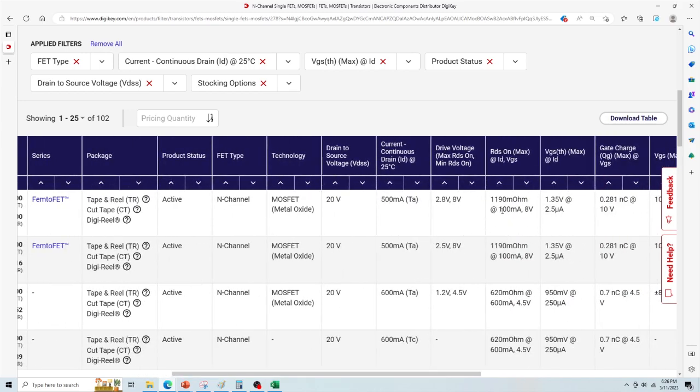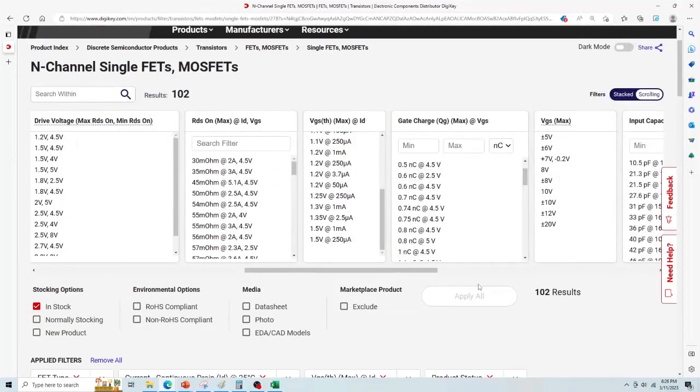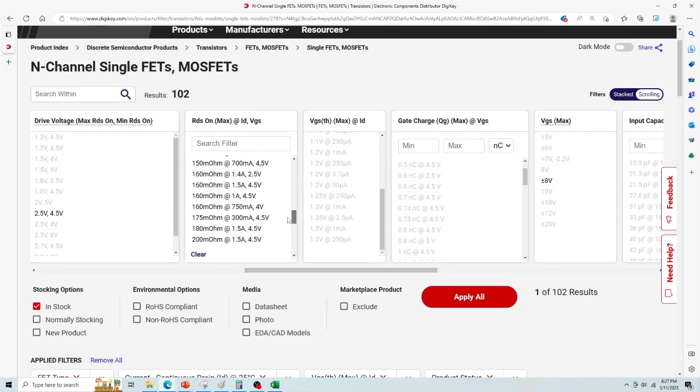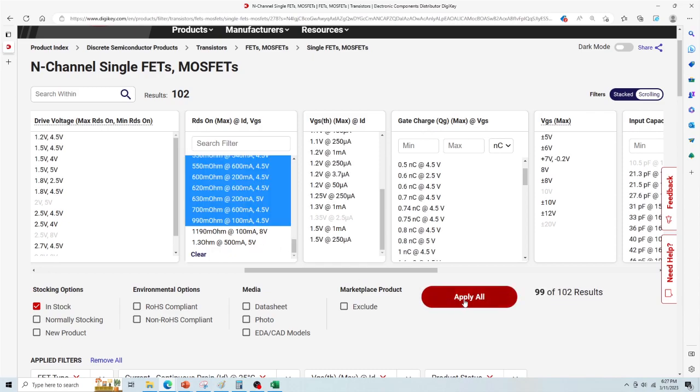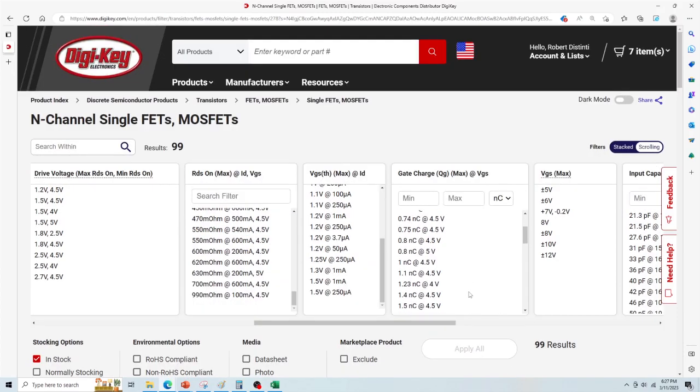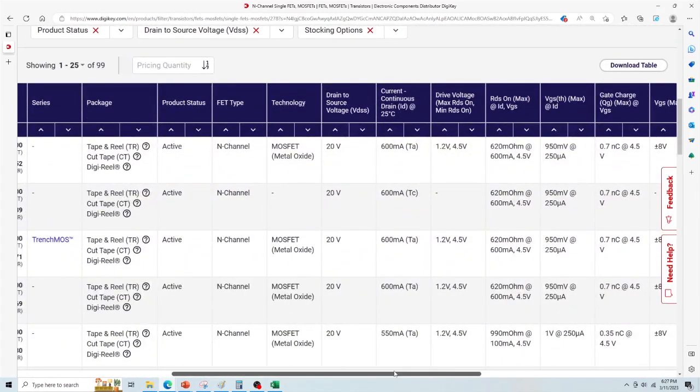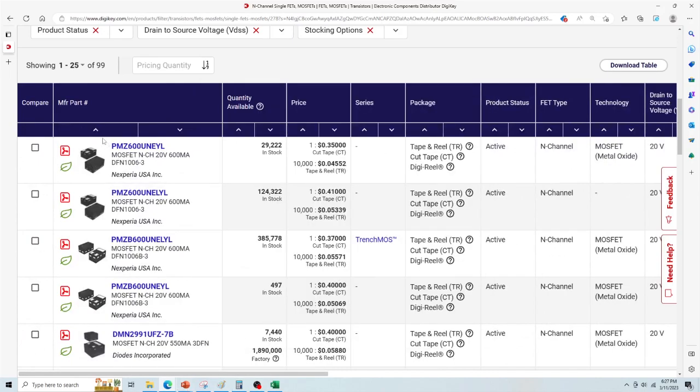Oh, yeah, we want to try to keep the input resistance, RDS on, below an ohm. So we're going to pick 30 milliohms, which is the first, all the way up to, I'm going to hold down shift. Okay, so we want to keep it below an ohm. Okay, and that would put our preferred device as first.